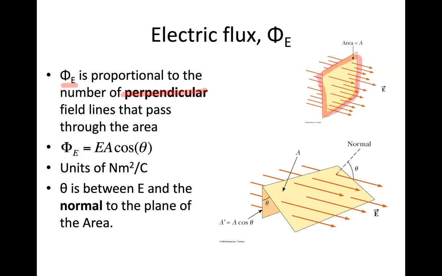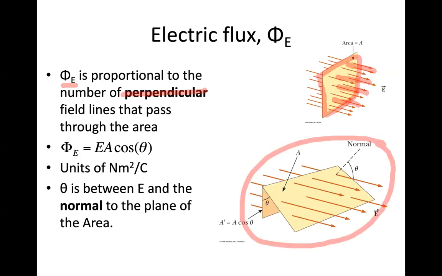So here's an area, and all these lines are already perpendicular. They're already normal to the surface. But in the bottom drawing, there's an angular component between the normal to the surface and the electric field lines. Well, the electric flux is going to measure the electric field lines that are normal to the surface. So there's a couple ways to write this.